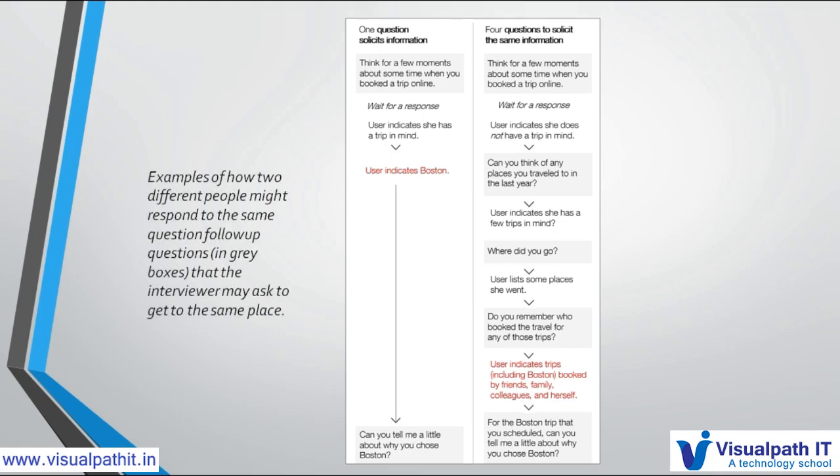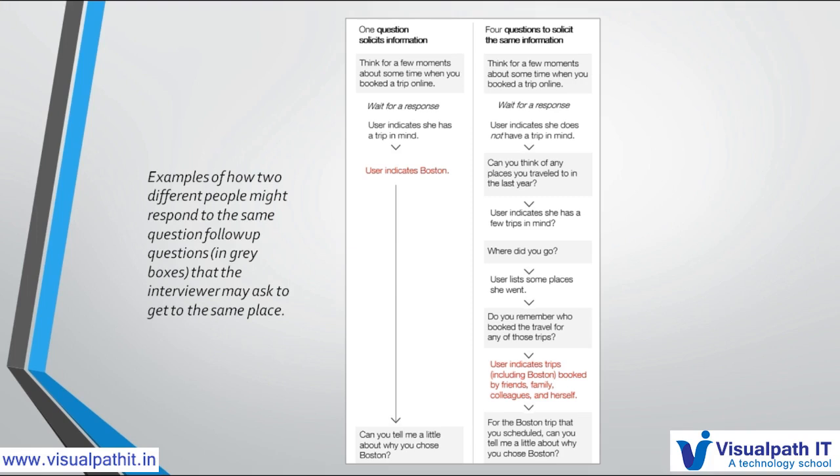Here is an example of how two different people might respond to the same question, with follow-up questions in the gray boxes that the interviewers may ask to get to the same place. In the first column, one question solicits the information. In the second column, four questions are needed to get the same information. "Think for a few moments about some time when you booked a trip online." Wait for a response. User indicates she has a trip in mind. User indicates Boston. "Can you tell me a little about why you chose Boston?"